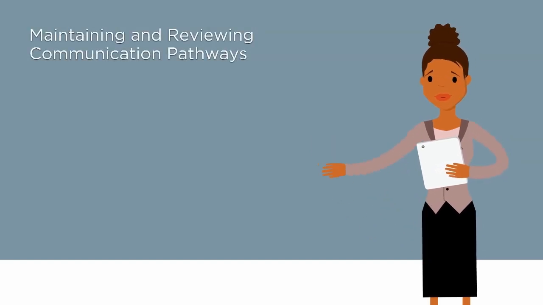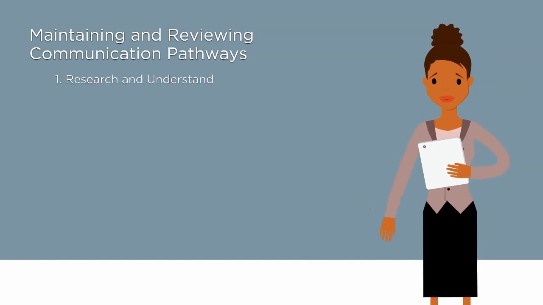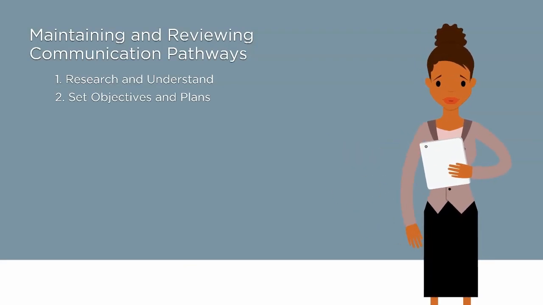Maintaining and reviewing communication pathways. Once established, communication pathways need to be maintained and reviewed for effectiveness. 1. Research and understand. Evaluate the effectiveness of each pathway and adjust accordingly. 2. Set objectives and plans. Clearly defined objectives make it easy to determine a pathway's effectiveness.